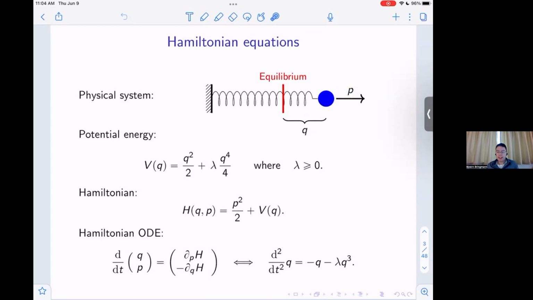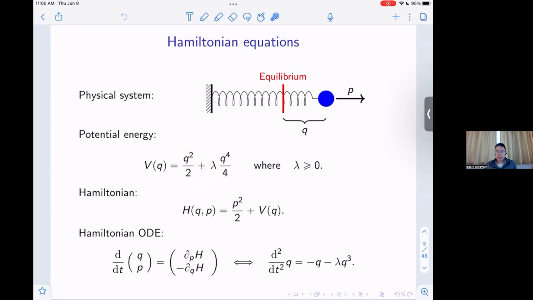Now, when I try to model the system, there's essentially one choice that I get to make, which is the potential energy. For this introduction, I'll choose the potential energy to be of this form. It will have one quadratic term, which is Q squared, and potentially one quartic term, which is this Q to the 4. This comes with a prefactor lambda, which is a fixed number, and this will always be non-negative, which implies that this is a nice non-negative quantity. But I am allowing this to be 0. If it's 0, I just get the quadratic term. If it's positive, then I also have the quartic term.